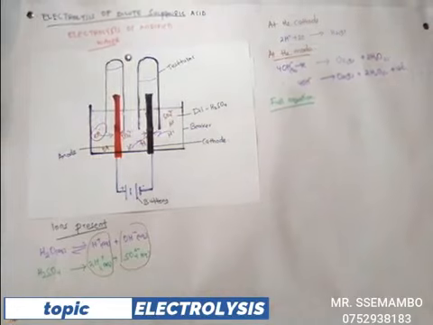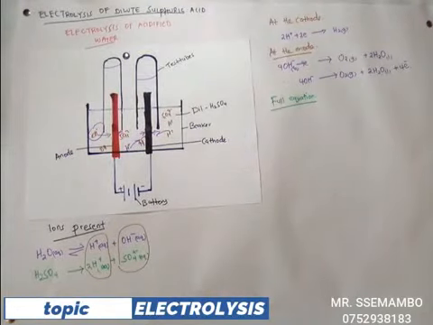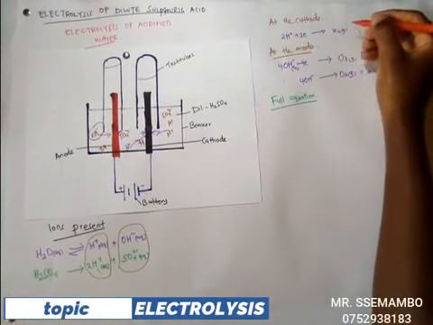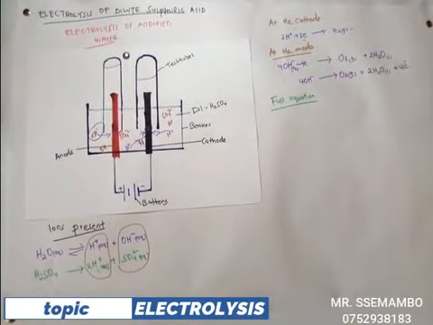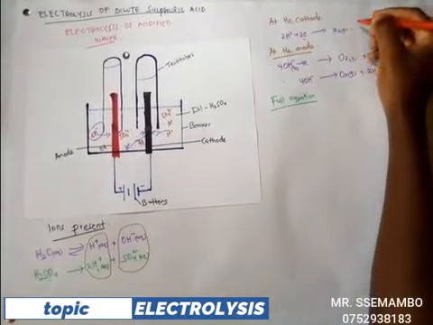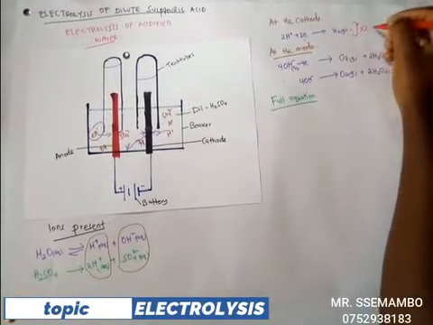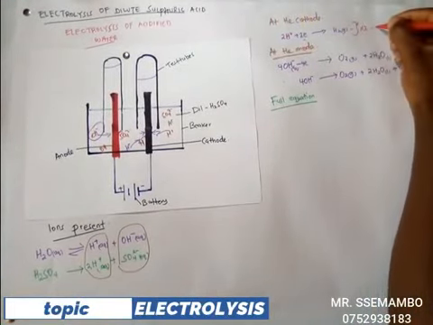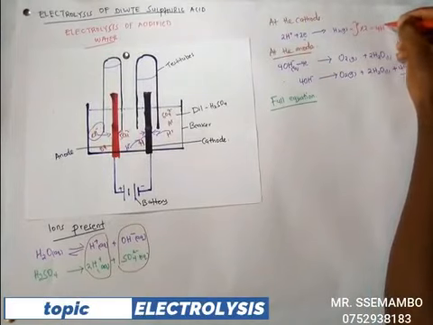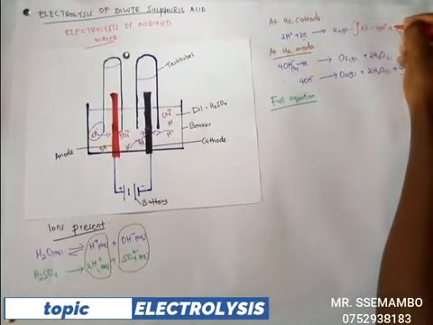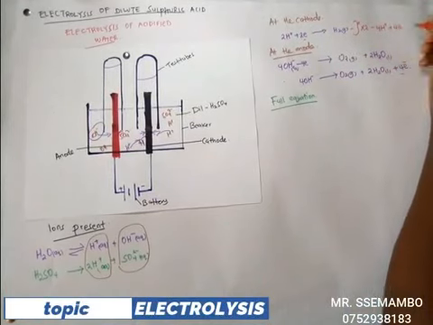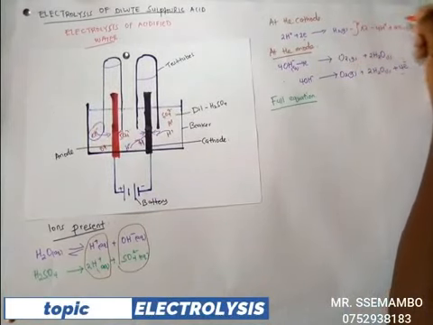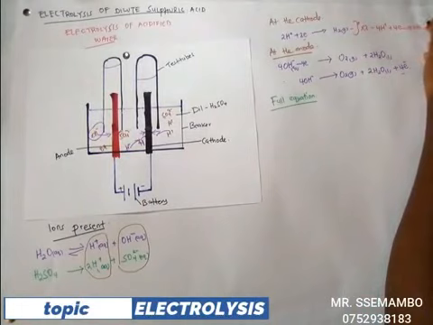So before writing the full equation, you must first balance the number of electrons in both equations. For example, look at the equation at the anode. Here we have 2 electrons, here we have 4 electrons. So we can easily multiply this one by 2, giving us 4 hydrogen ions plus 4 electrons, giving us 2 hydrogen gas.